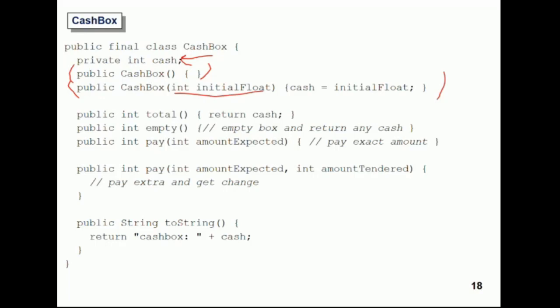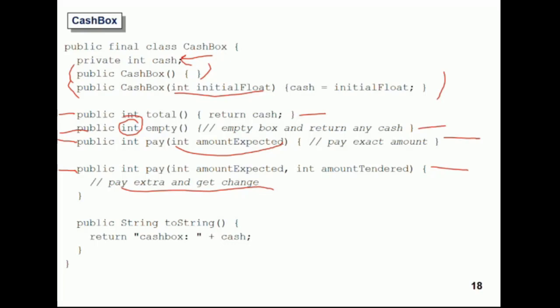And we've got a number of useful methods. We've got total here, which returns the amount of money within the cash box. Another empties the box and returns any cash within the box. Okay, you can pay into a cash box. You've got two pays: one if you're paying the exact amount expected, and one if you're not paying the exact amount, which returns the change. It doesn't really matter what the methods are. We're just having a general look at what methods you could have within such a class.